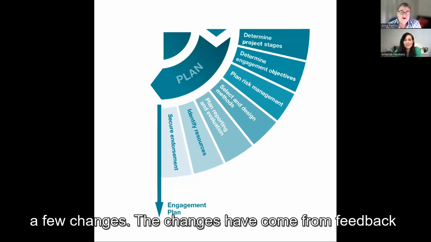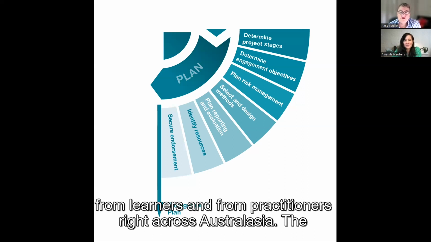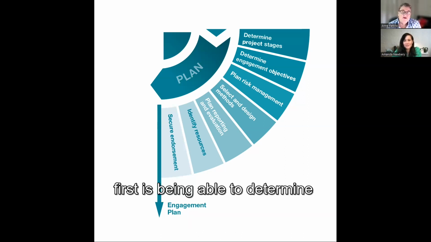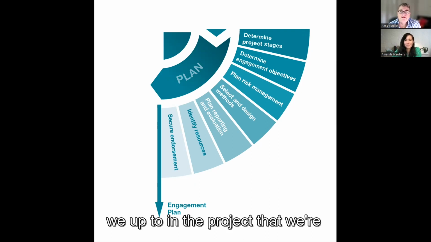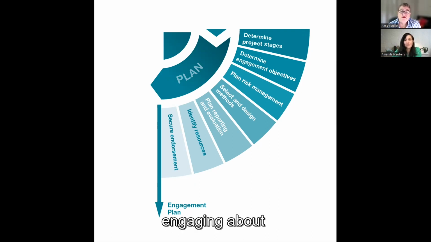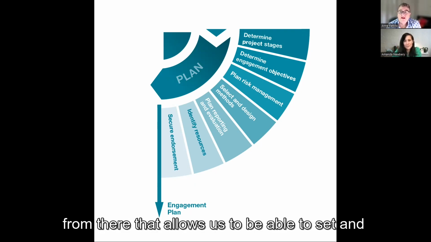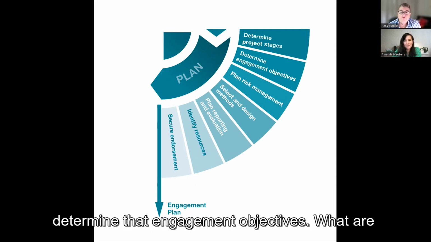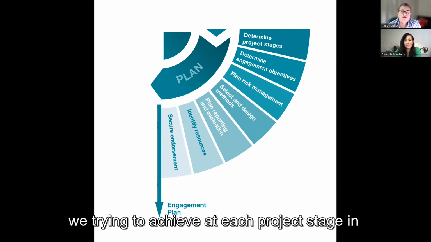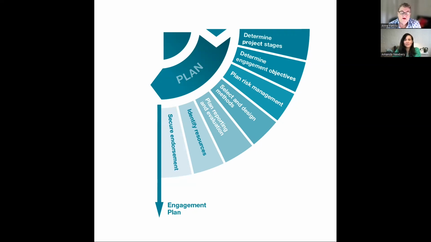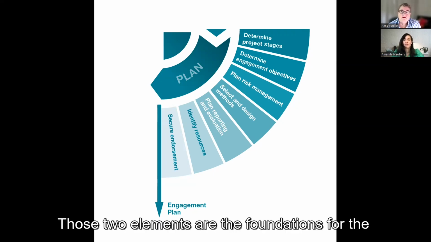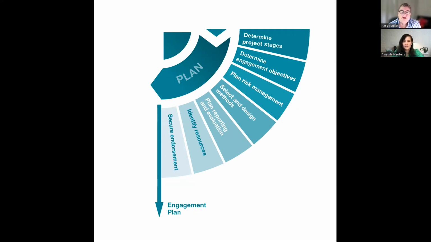For the eagle-eyed amongst you, you'll notice that in the plan quadrant, there've been a few changes. The changes have come from feedback from learners and from practitioners right across Australasia. The first is being able to determine the project stage. Where are we up to in the project that we're engaging about? From there, that allows us to set and determine the engagement objectives. What are we trying to achieve at each project stage in terms of the engagement itself? Those 2 elements are the foundations for the rest of the plan.